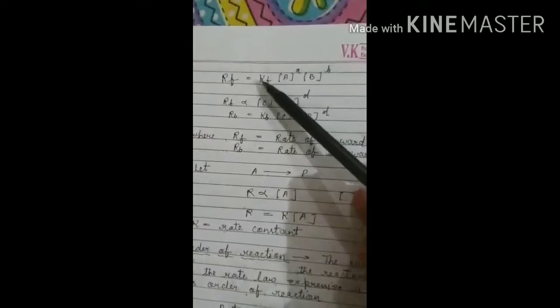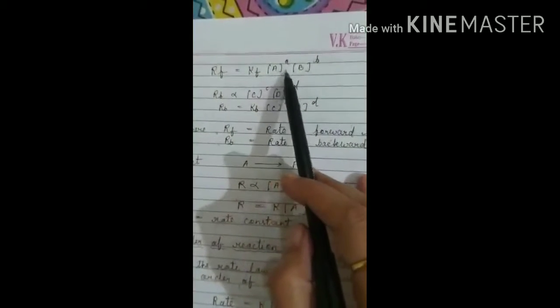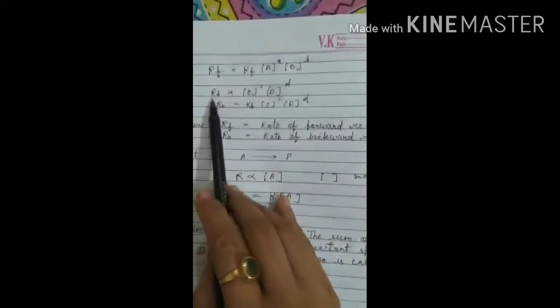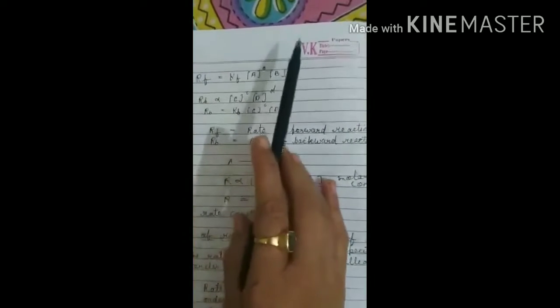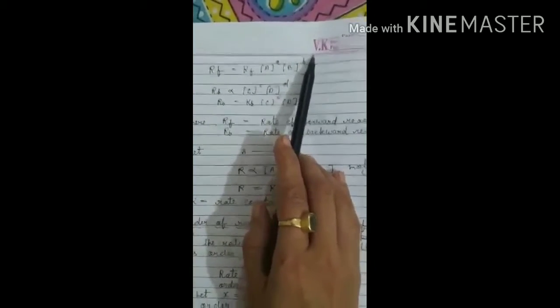Now you see here, if we remove the sign of proportionality, then we have to give a constant K. So I have written Kf. So it becomes Rf equals Kf [A]^a [B]^b. For the backward reaction, it means if the reaction is moving in the backward direction, then what were the products earlier, now they will behave as reactants.